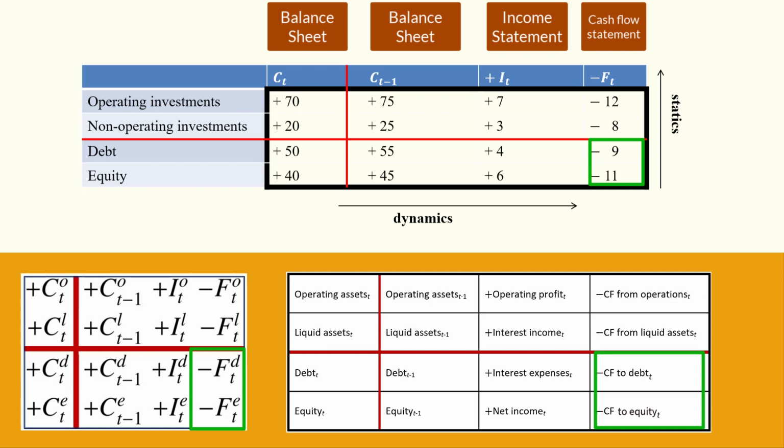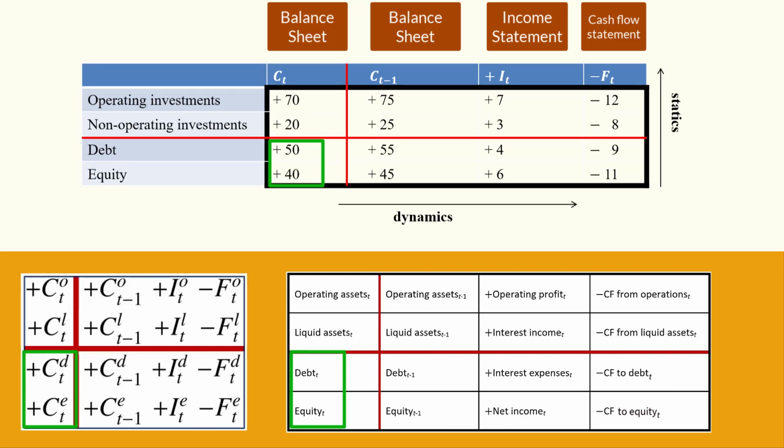$9 are paid out to debt holders and $11 are paid out to equity holders as dividends. Therefore, the debt reduces to 50 and the equity reduces to 40. The financial position of the firm toward the capital providers reduces to 90, which is just the capital invested at the beginning of the next period, and so on, and so on.